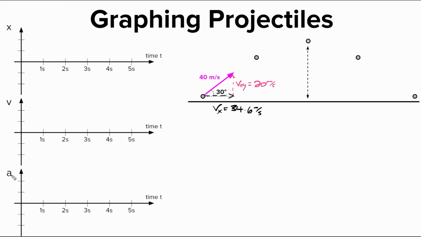Well, graphing acceleration is actually the easiest for projectiles because what's a in the x direction? It's 0. The acceleration is 0 because the velocity in the x direction just stays constant the whole way. So ax is 0. What's that graph? It's just 0. We love that one.